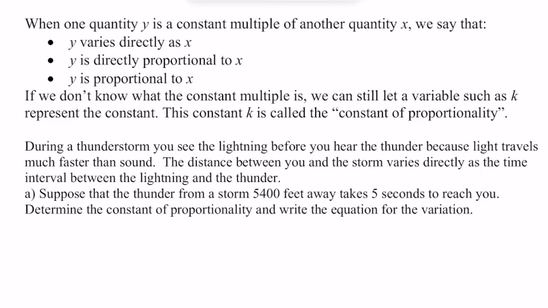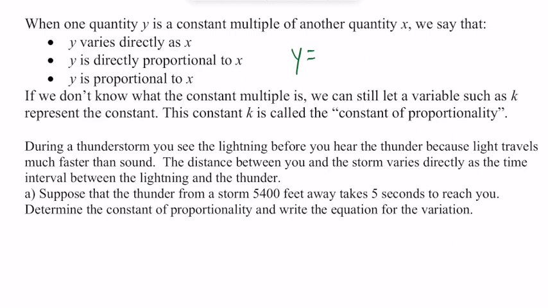A very common situation is for one quantity to be a constant multiple of another quantity. And in those cases, some vocabulary we might use would be to say one variable varies directly as another variable, or the first variable is directly proportional to another variable. Or sometimes even the word directly is left out and you say one variable is proportional to another variable.